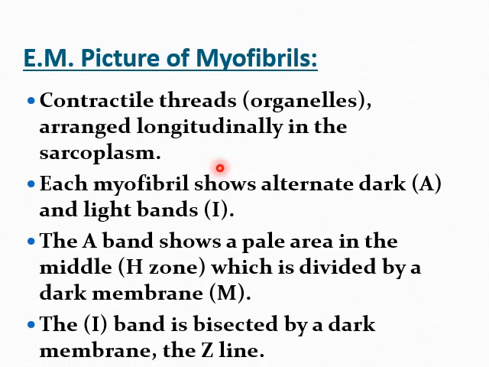The EM picture of the myofibril. They are contractile threads. They are longitudinally arranged parallel to the muscle fiber. They are alternating dark A band because it's formed of actin and myosin, and light band formed of actin only. The A band has a pale area, the H zone, which is formed only of myosin, and a dark line bisecting the H zone. The I band is pale as it's formed of actin only, bisected by a dark line known as the Z line.